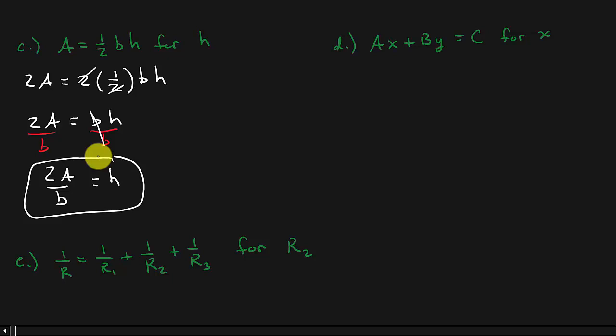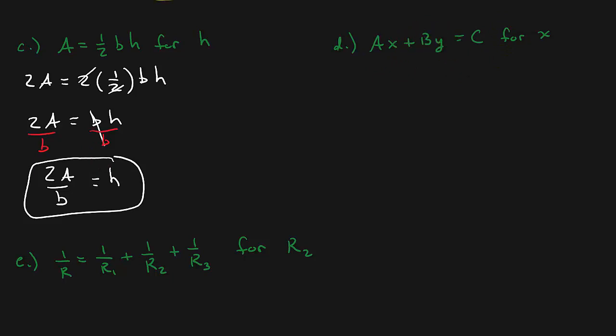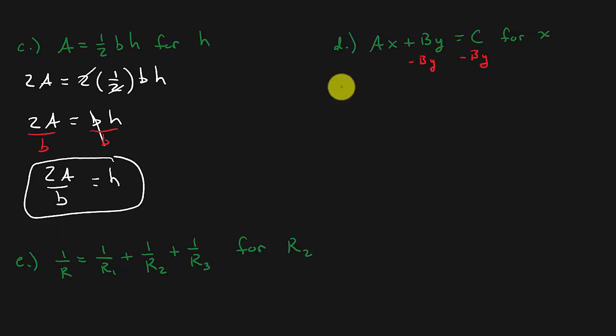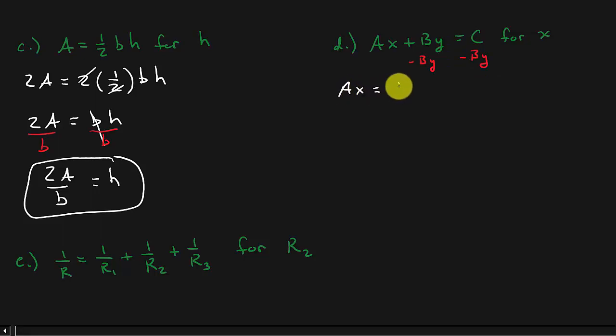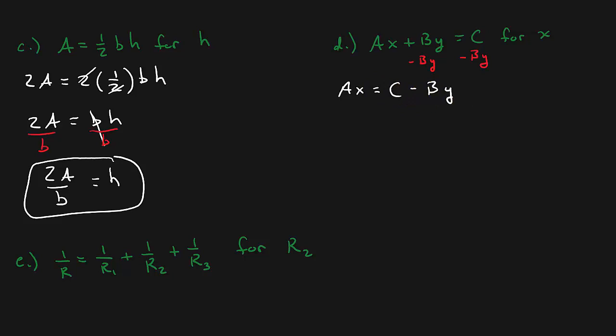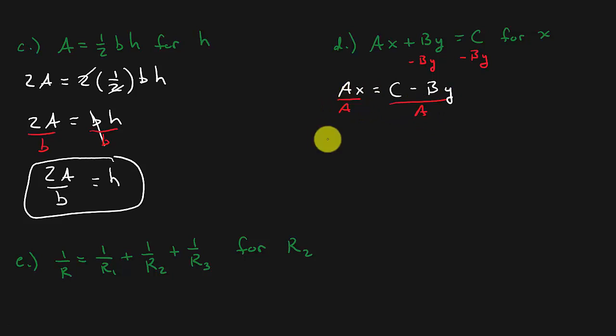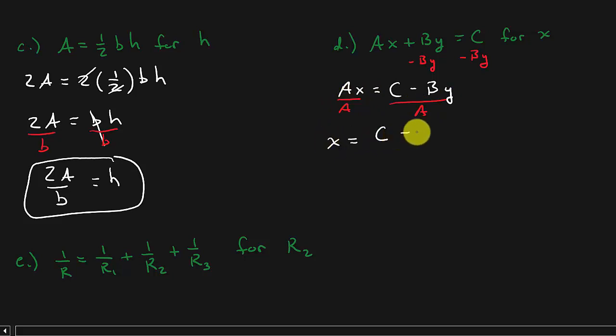Now in this one, we want to solve for x. I've got a plus by here, so let's move this to the other side. Let's subtract by from both sides. That's going to leave me with ax equals c minus by. And then all I do is divide both sides by a, because I got to get rid of the a. So that's going to be x equals c minus by over a.